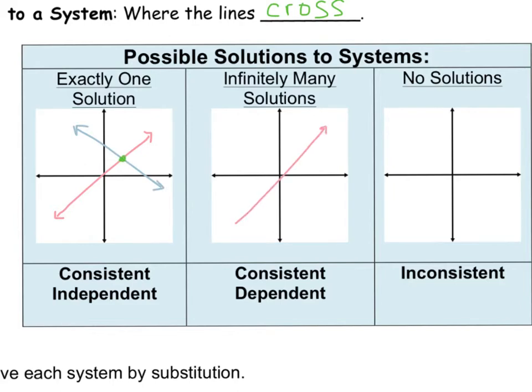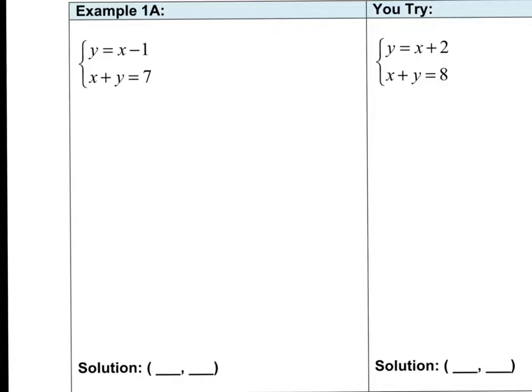Maybe you have two lines that cross all the time because they're right on top of each other. That's called consistent and dependent. Or maybe you have two lines that are parallel, which means that they will never cross ever, in which case they have no solution. Today we're going to learn how to solve systems by substitution.